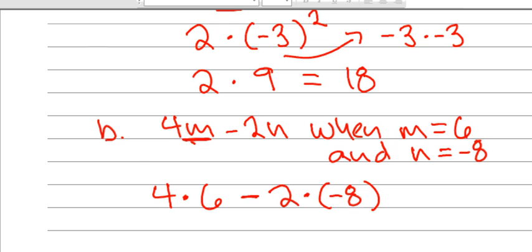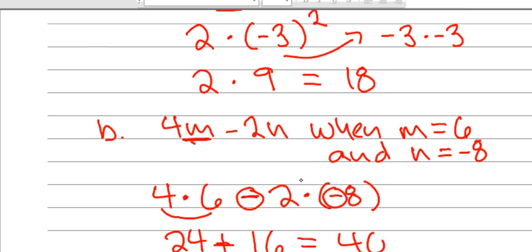So 4 times 6 is 24 minus 2 times -8. Well, what's a negative times a negative? It's a positive. So this becomes 24 plus 16, and my final answer is 40.